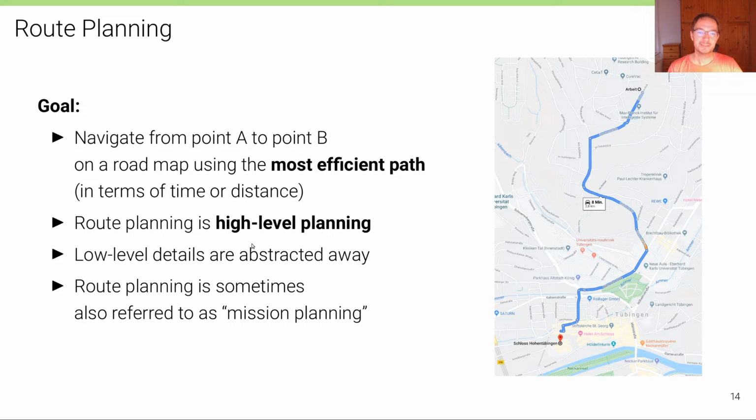Route planning is a high-level planning task where low-level details such as the local path or trajectory of the vehicle are abstracted away. And therefore, route planning is sometimes also referred to as mission planning.